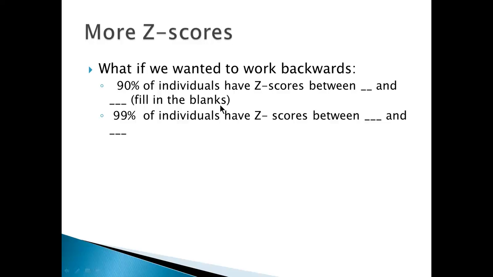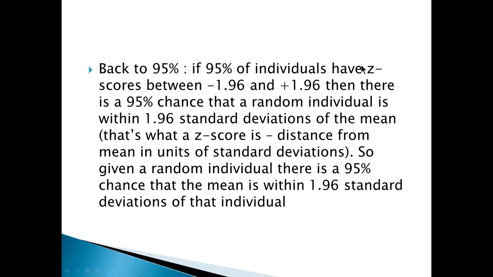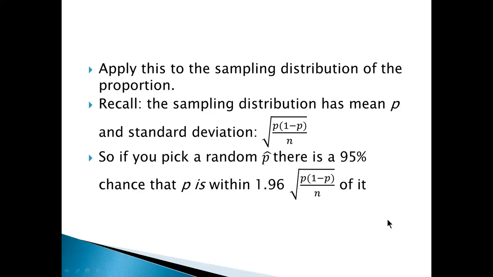Okay, back to 95%. So the idea is that if 95% of the individuals have z-scores between negative 1.96 and positive 1.96, then there's a 95% chance that a random individual is within 1.96 standard deviations of the mean. That's what a z-score is. So if you have a random individual in any normal distribution, there's a 95% chance that the mean is within 1.96 standard deviations of that individual. So if you have one individual sample proportion, p hat, then there's a 95% chance that the actual proportion is within 1.96 standard deviations, but the standard deviation is this, square root of p, 1 minus p over n.